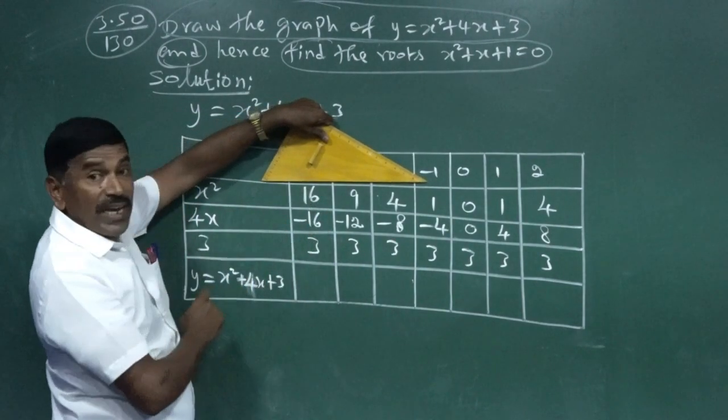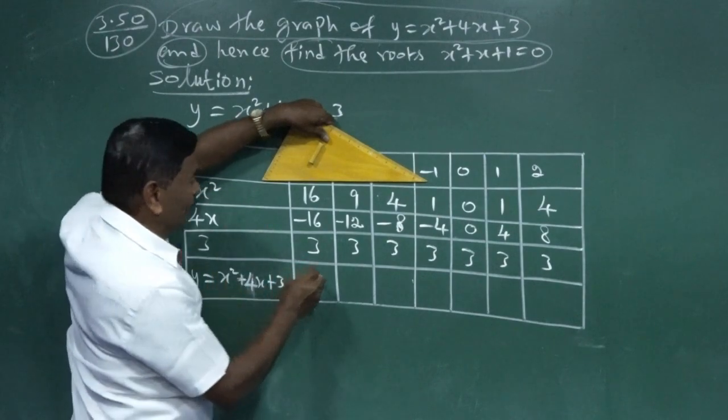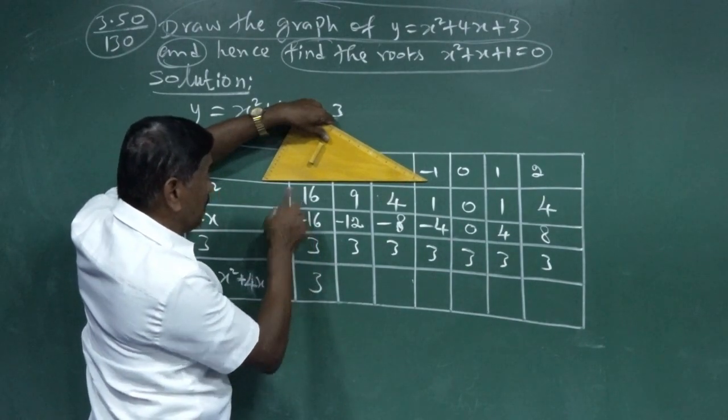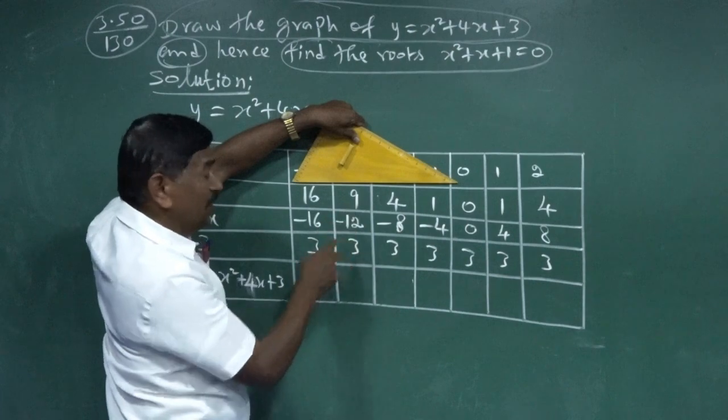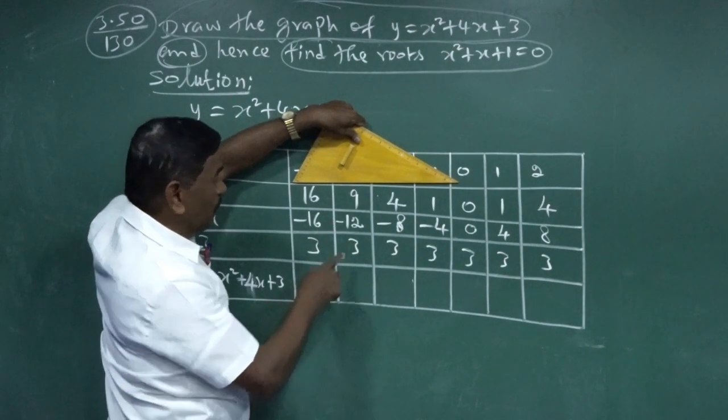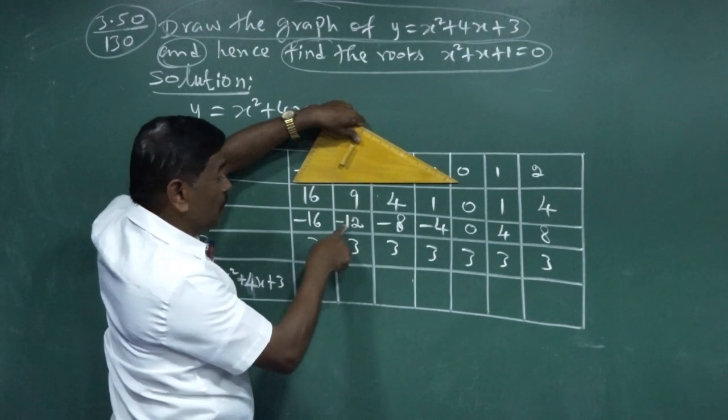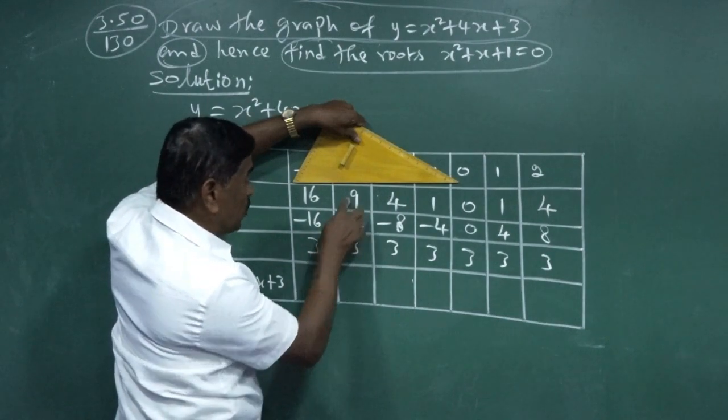Minus 16 plus 16 cancel. What is your answer? Very good, 3, because minus 16 plus 16 cancel. Next, very good, 0, because 9 plus 3 is 12. So minus 12, minus 12 plus 12 cancel.